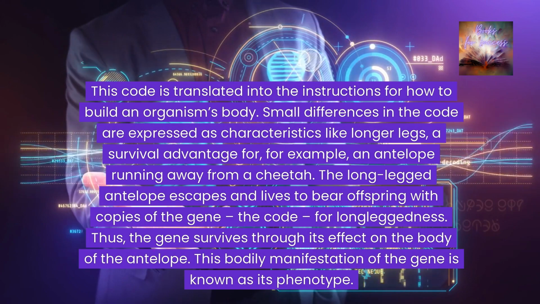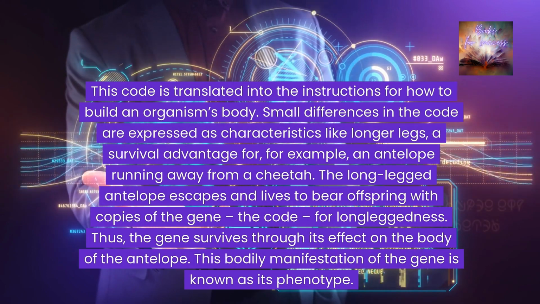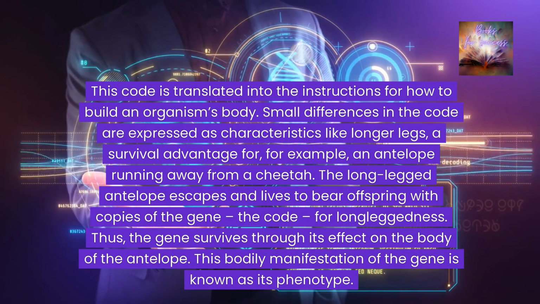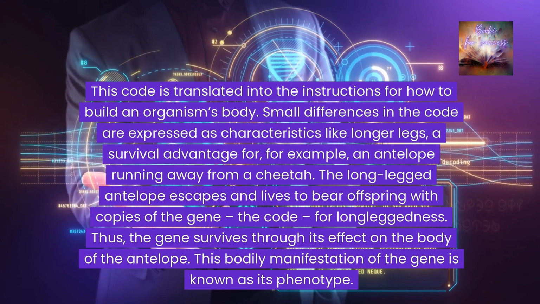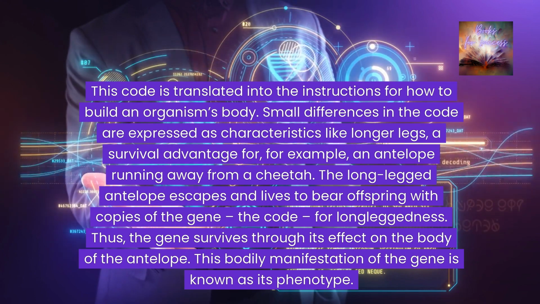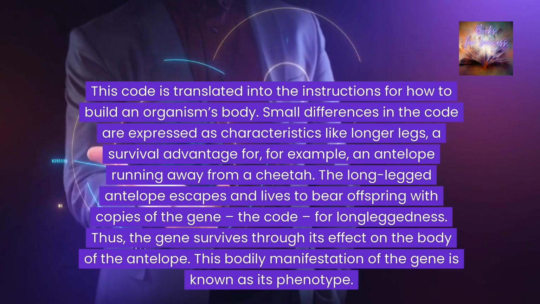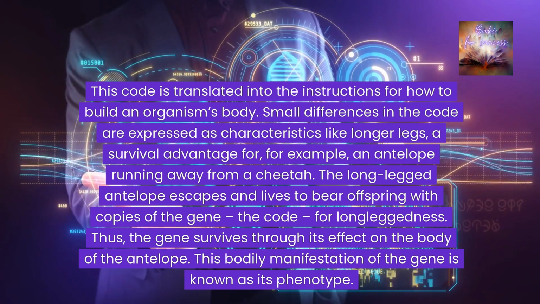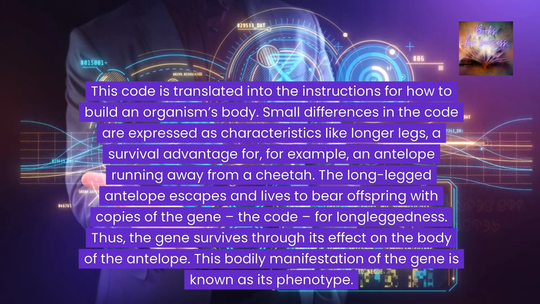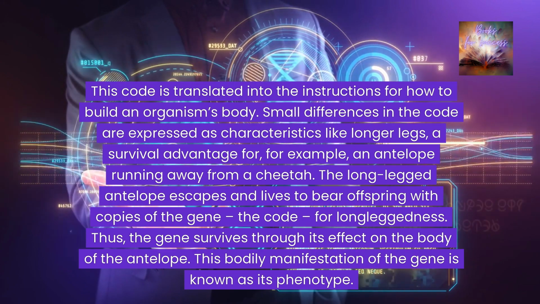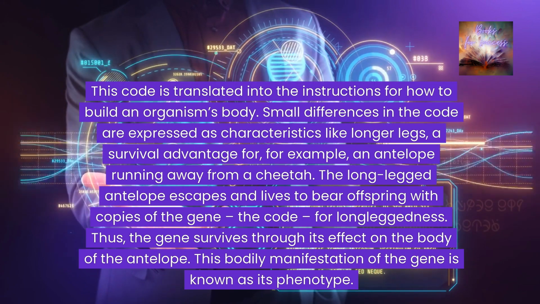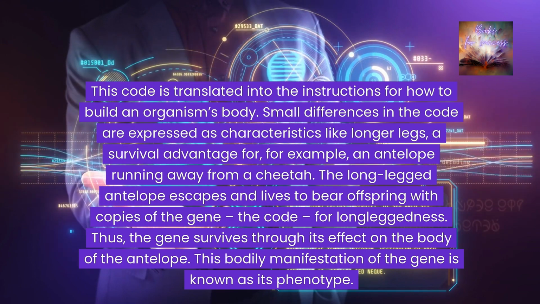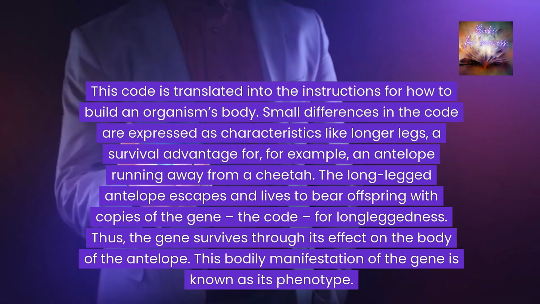Small differences in the code are expressed as characteristics like longer legs, a survival advantage for example, an antelope running away from a cheetah. The long-legged antelope escapes and lives to bear offspring with copies of the gene, the code, for long-leggedness. Thus, the gene survives through its effect on the body of the antelope. This bodily manifestation of the gene is known as its phenotype.